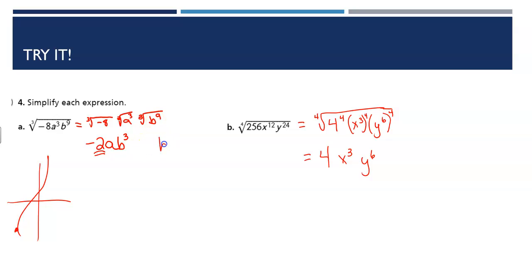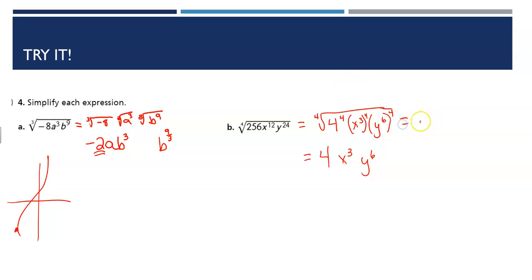because it would be the same thing as this, and that could be simplified to be b to the third. Over here, I rewrote it, so underneath, I put 4 to the 4th and x to the 3rd to the 4th, right? Or you could say x to the 12/4. You could do that too if you wanted it that way.